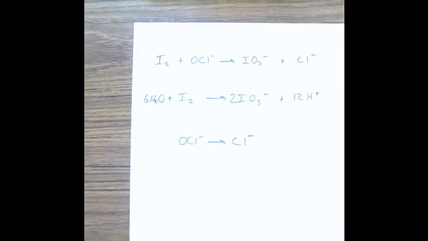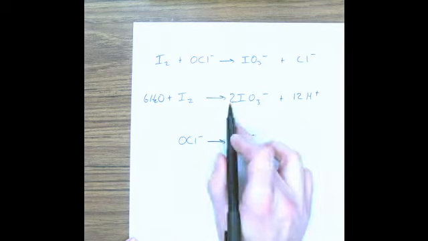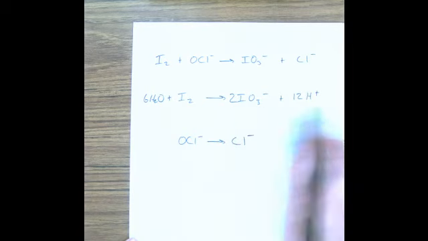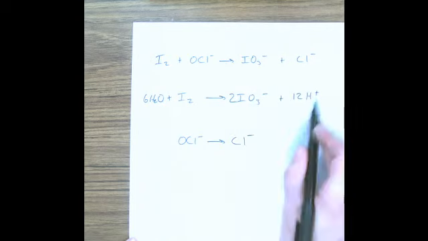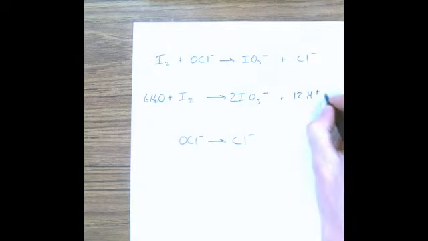Good. Now I have to balance out the charges. On the left side it's neutral. On the right side I see 2 negative, so this is negative 2, and this here is positive 12. Negative 2 plus positive 12 is positive 10. That means I have to balance it out with 10 electrons on this side to keep it neutral.